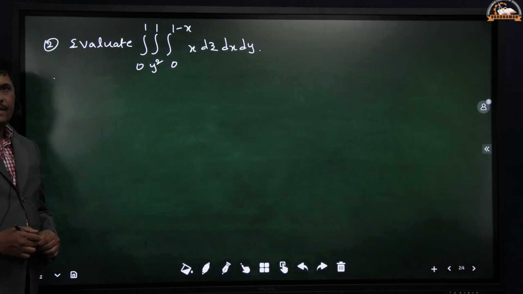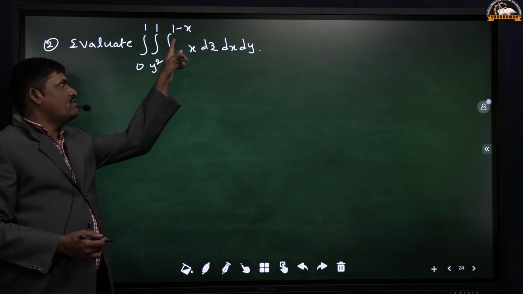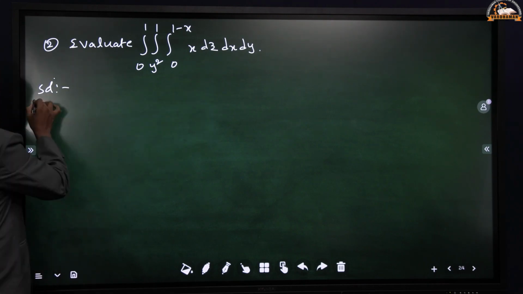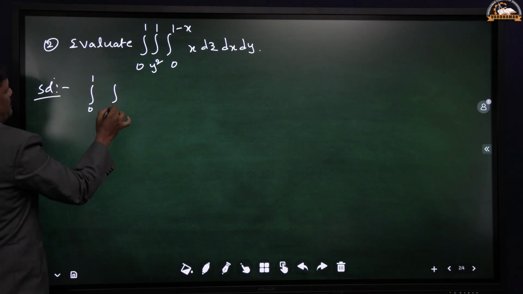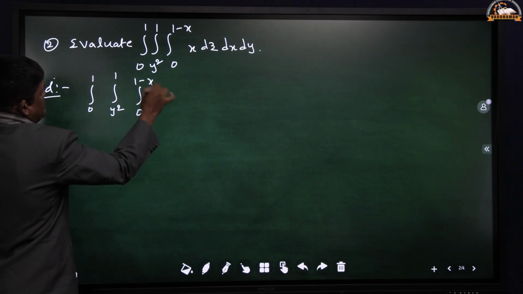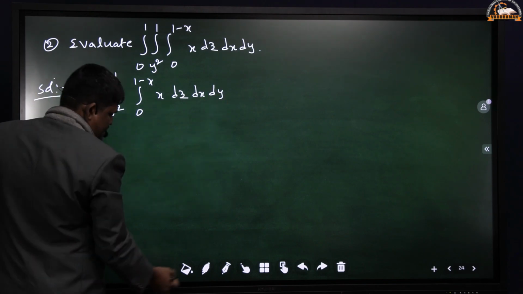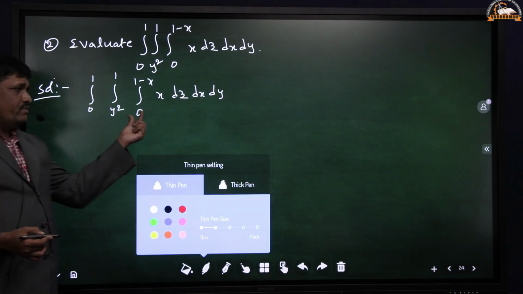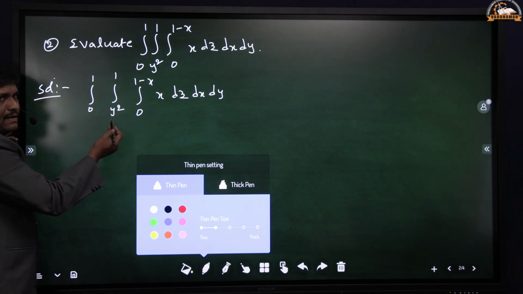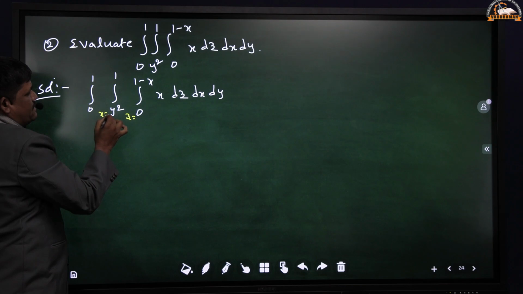Coming to the second problem, evaluate the integral 0 to 1, integral y square to 1, integral 0 to 1 minus x dz dx dy. Please identify the limits. Look here. The first integration has x limits and the second integration has y limits. So if I take this as z, then it must be x, then the last one is y.